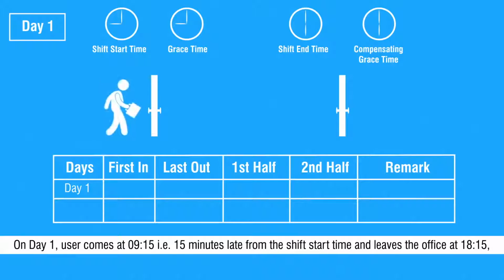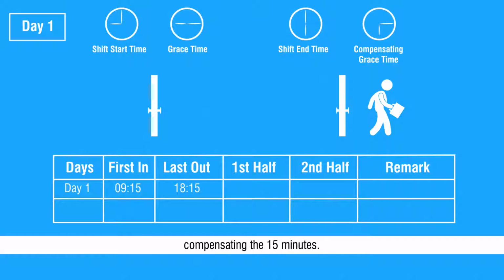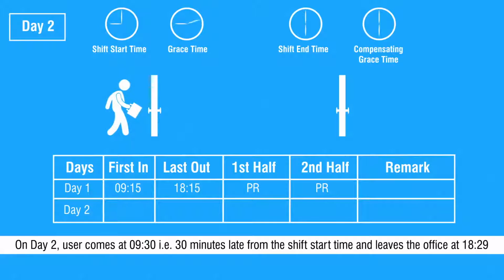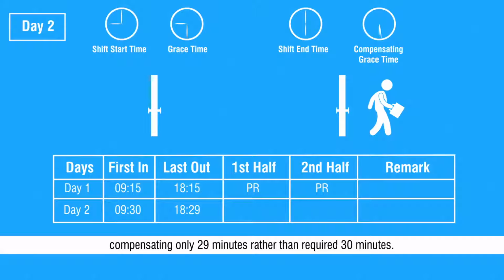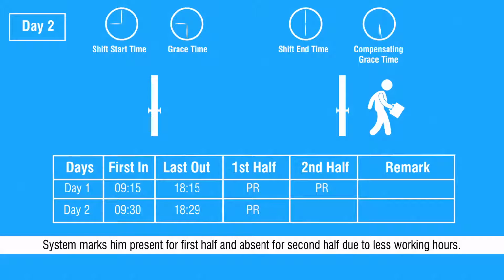On day 1, user comes at 9:15, that is 15 minutes late from the shift start time, and leaves the office at 18:15, compensating the 15 minutes. System marks him present for both first and second half. On day 2, user comes at 9:30, that is 30 minutes late from the shift start time, and leaves the office at 18:29, compensating only 29 minutes rather than the required 30 minutes. System marks him present for first half and absent for second half due to less working hours.